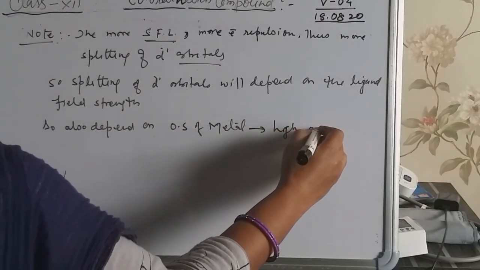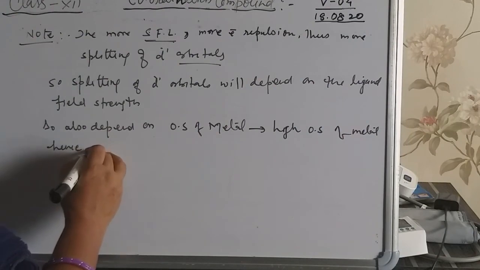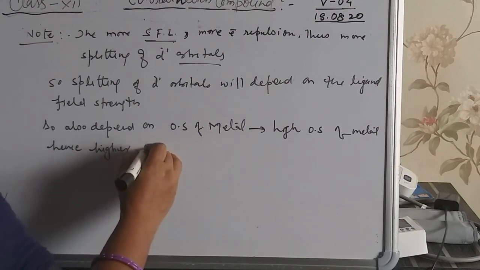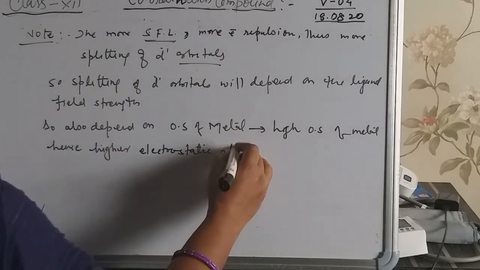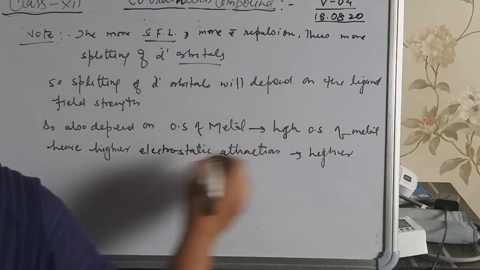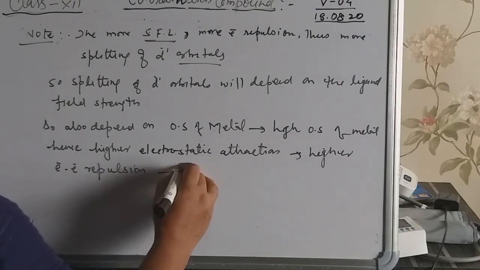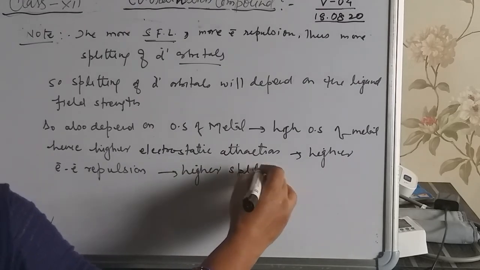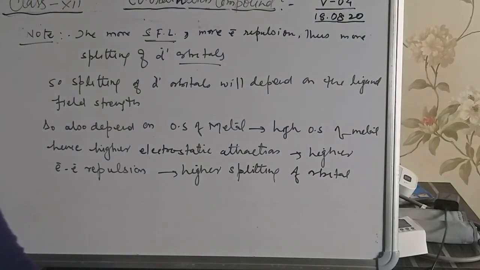The higher the oxidation state of the metal, hence higher electrostatic attraction and higher electronic repulsion, and as a result higher splitting of the orbitals. This is the case for the splitting of the orbitals.